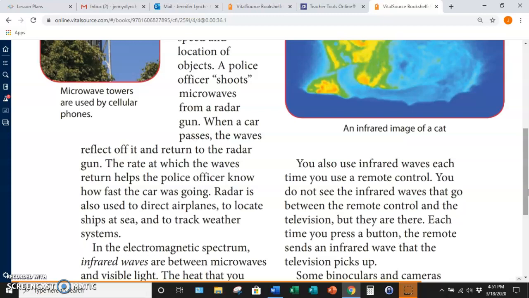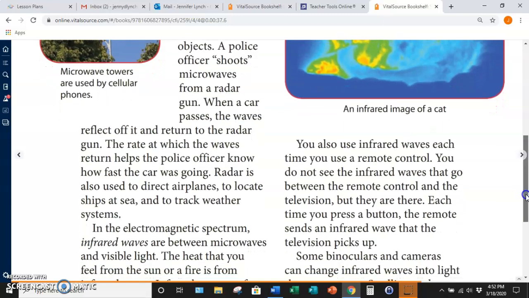Radar is also used to direct airplanes, to locate ships at sea, and to track weather systems. So it kind of bounces off, kind of like when we talked about the echoes and stuff like that. That's a similar concept, except when we're talking about sound.